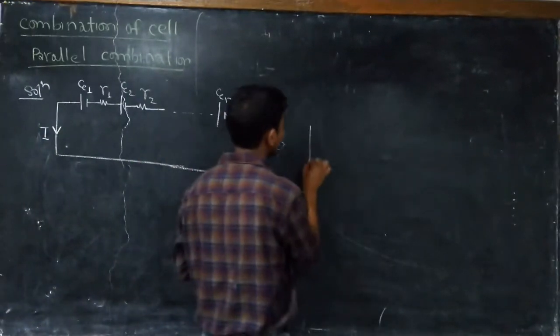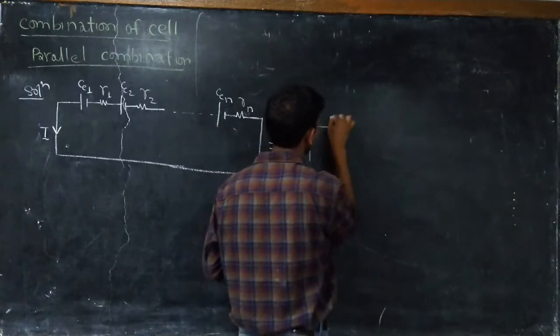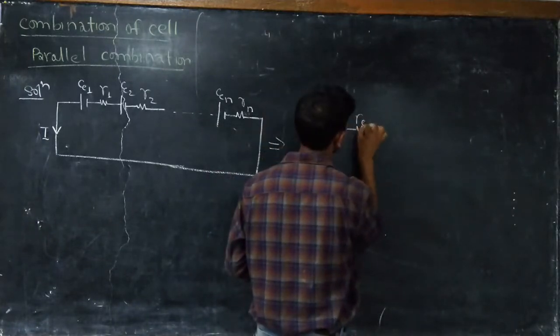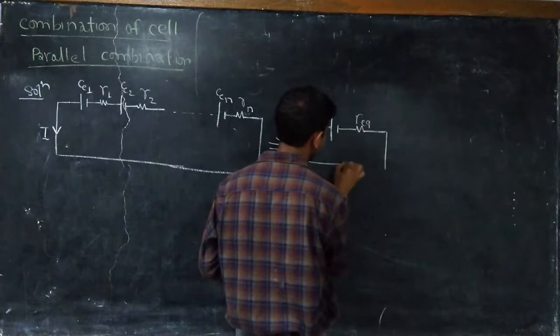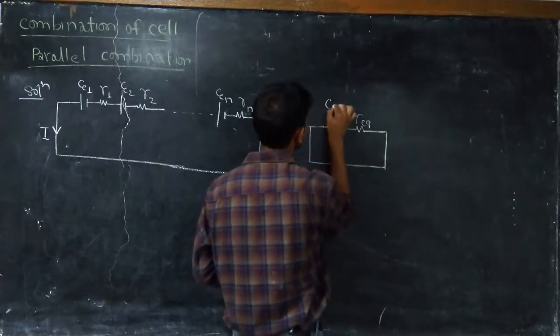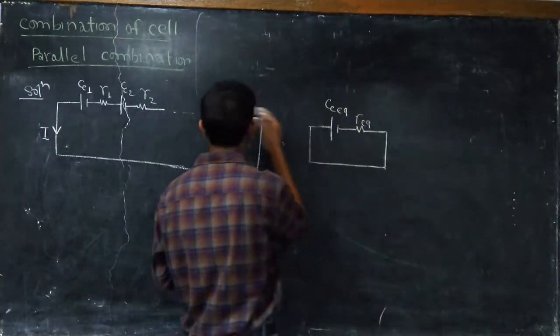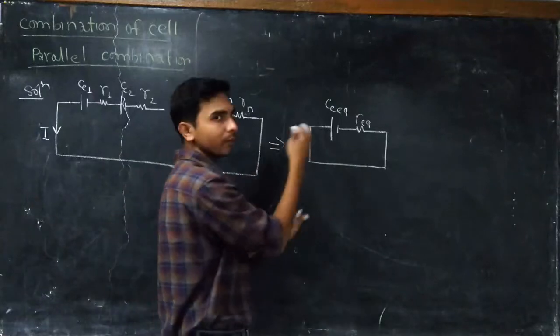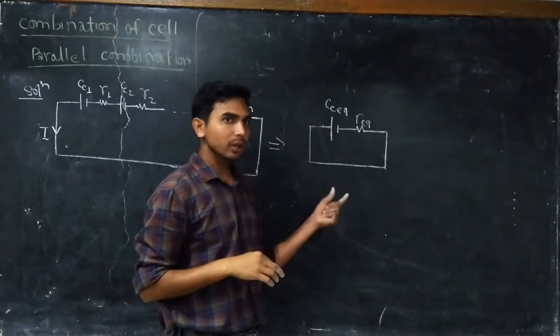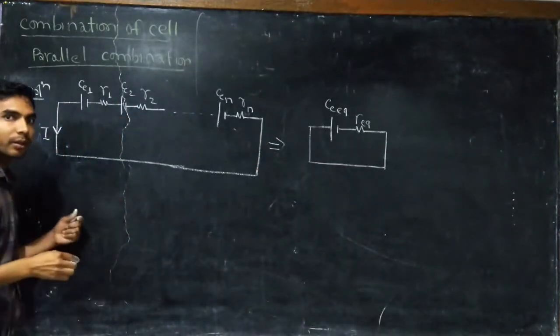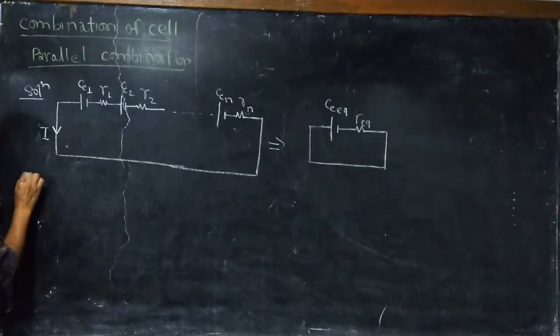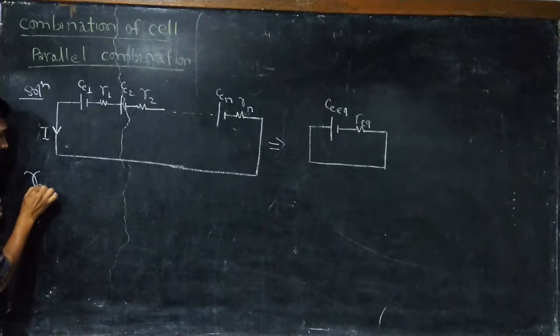So if I'm going to replace the single cell, so this is your single cell, right? The effect created by this single cell will be created by the combination, right? In the question, one more thing is given, right? So what is the one more thing that is given here?